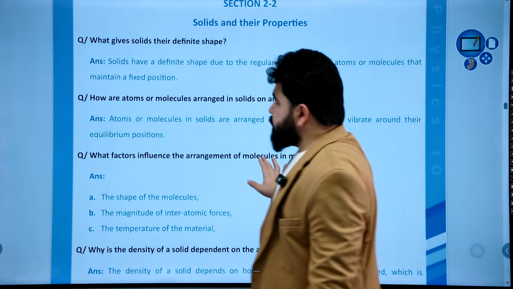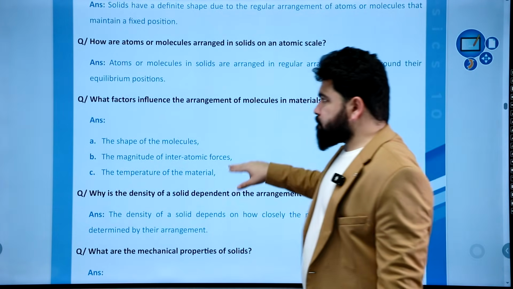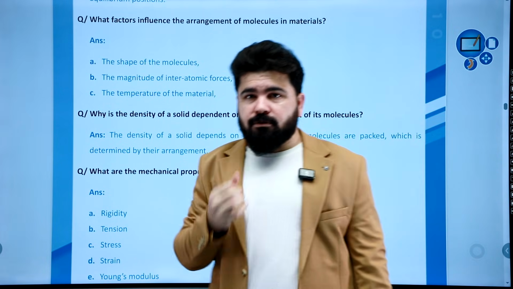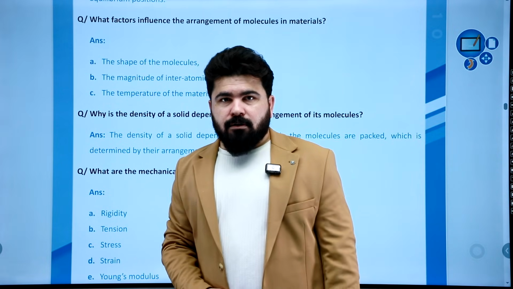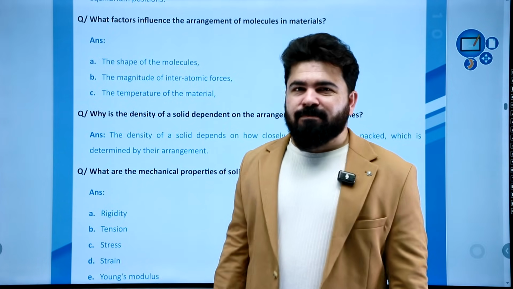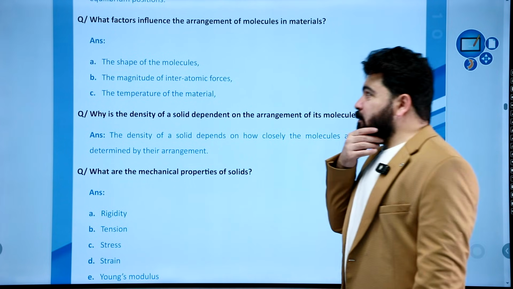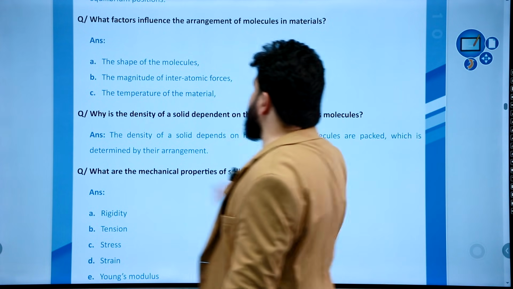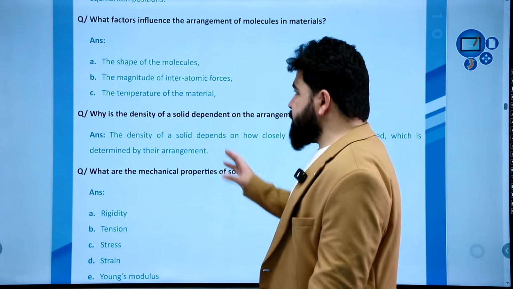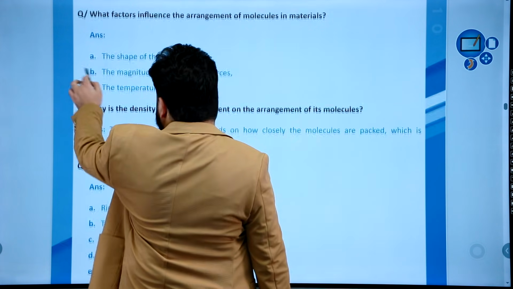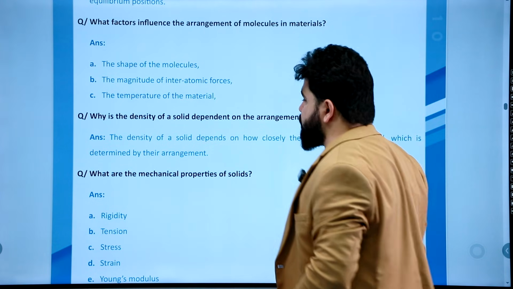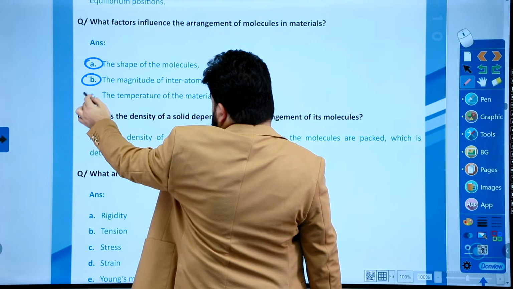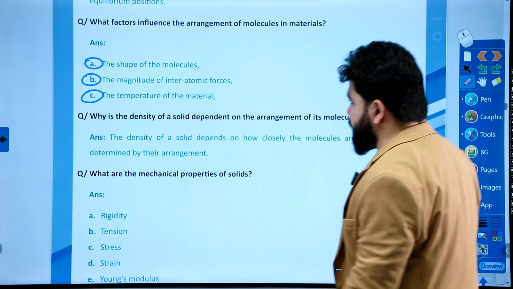Solids and their properties. We're going to talk about the mechanical properties of solids here. Before that, what are the factors that influence the arrangement of molecules? We have three factors: the shape of the molecules, the magnitude of interatomic forces, and the temperature of the material.